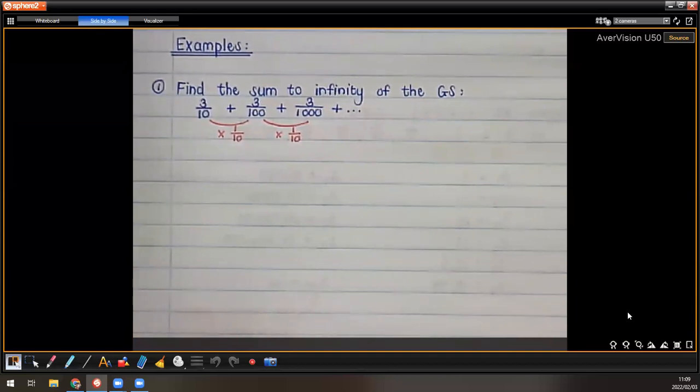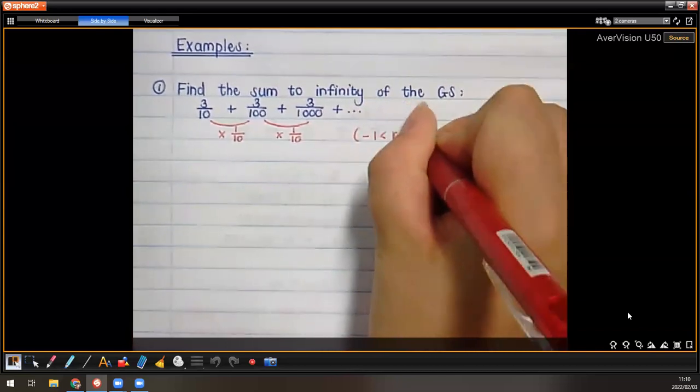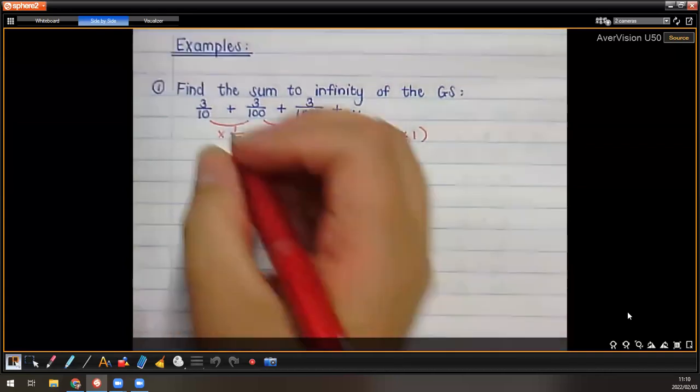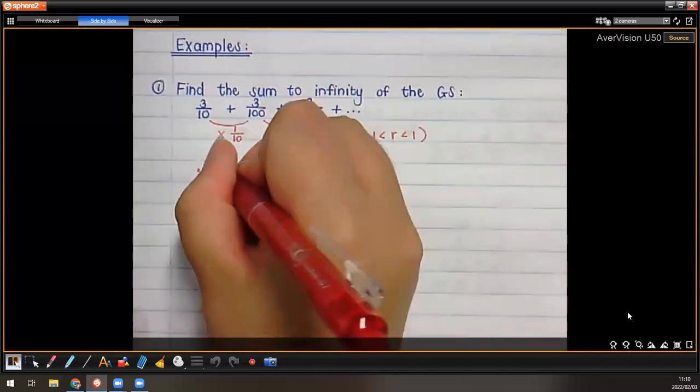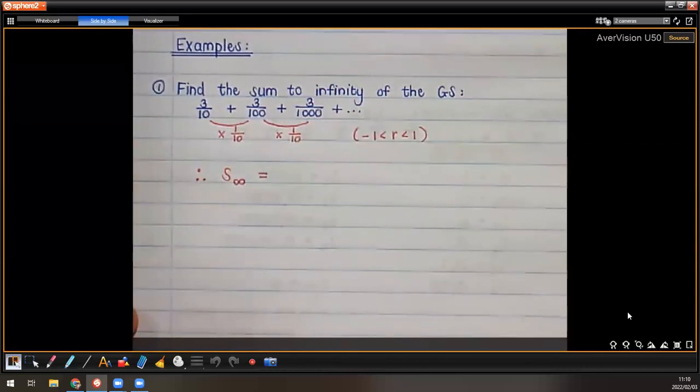So does that satisfy the condition for us to calculate the sum to infinity? Is the ratio between -1 and 1? If it's 1 over 10, yes, it is. So I'm just going to write here on the side that the ratio is between -1 and 1. You don't have to add that, but maybe just add it for this example. If you remember, you actually have to check that. Therefore, for the sum to infinity, all we need to know is A and R.